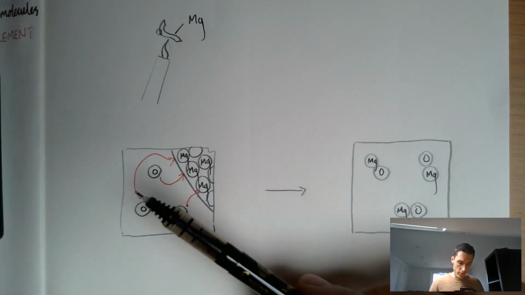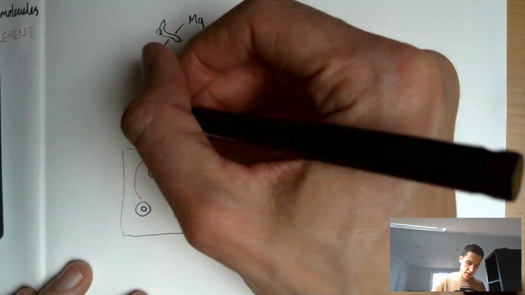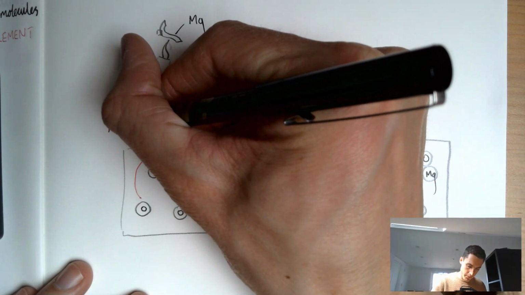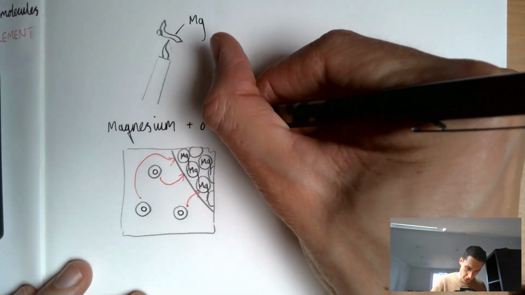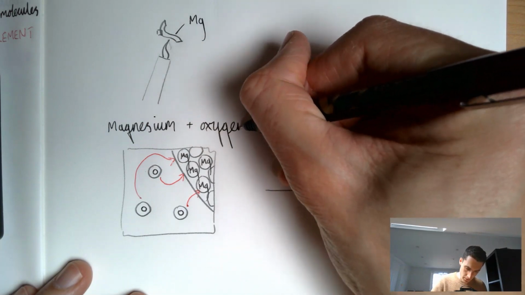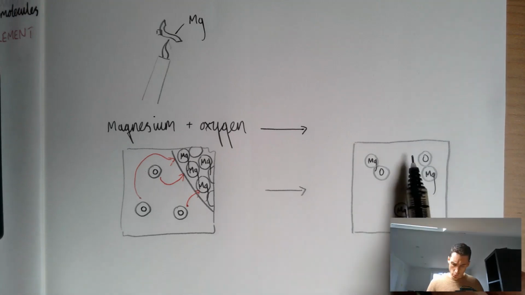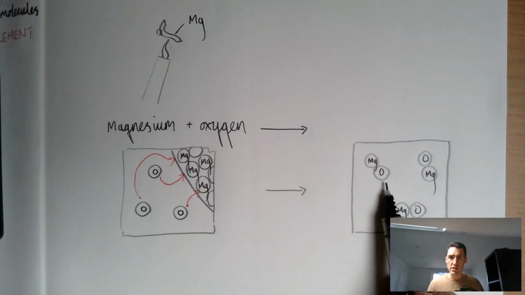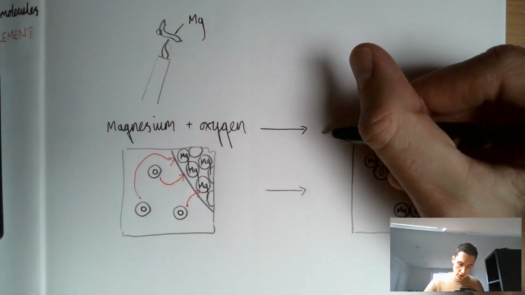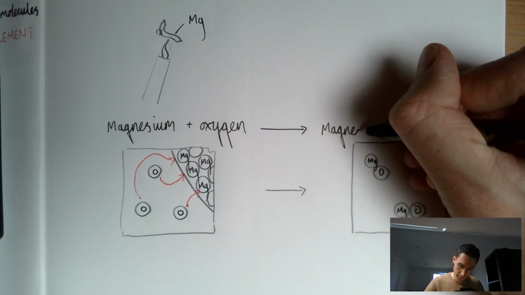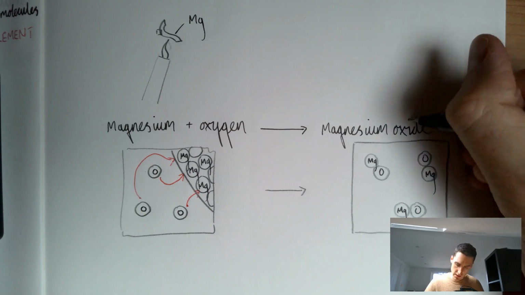Now, what I quite like to do here, I might say, okay, what's happening in this reaction is that we've got magnesium plus oxygen. What do we have here if we've got magnesium and oxygen bonded together? We're going to look at this in more detail next time. For now, you can just tell them. We get a compound called magnesium oxide. I think it's fine just to tell them.